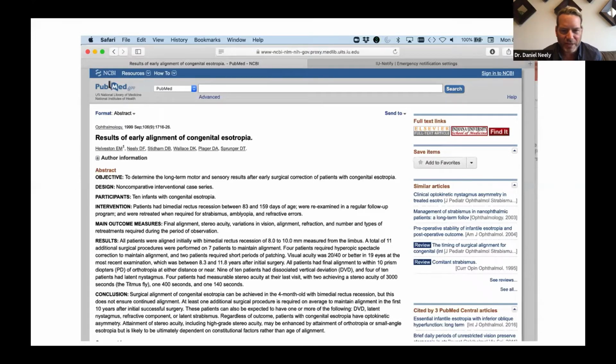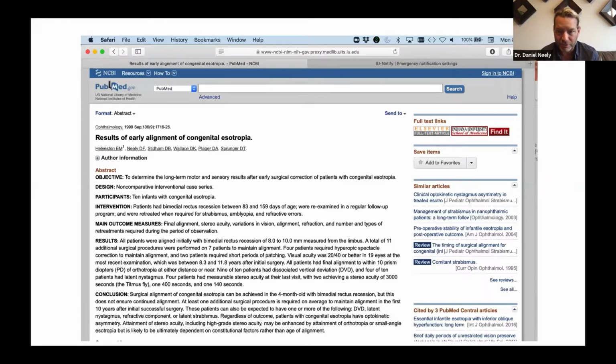But in terms of the sensory outcomes, still 9 of 10 had DVD, 4 of 10 had latent nystagmus, and 4 did have measurable stereoacuity, but we're talking about usually 3,000 arc seconds or the fly. A couple were better than that. One had 400 seconds and one had 140 seconds. So really you're just looking at the possibility that early alignment gives better stereopsis. But I don't think that that's earth-shattering enough to force early surgery on these kids.